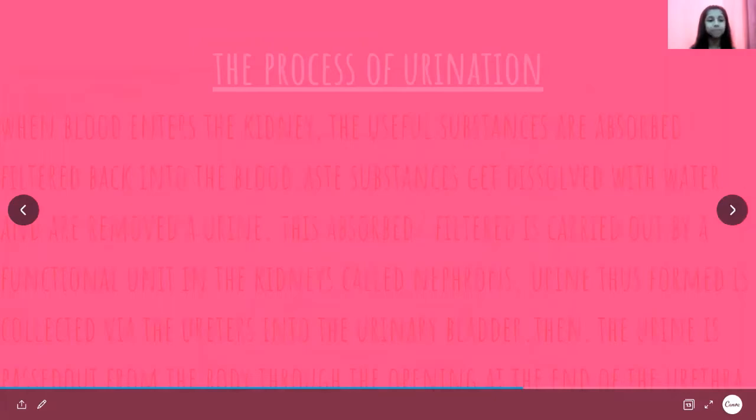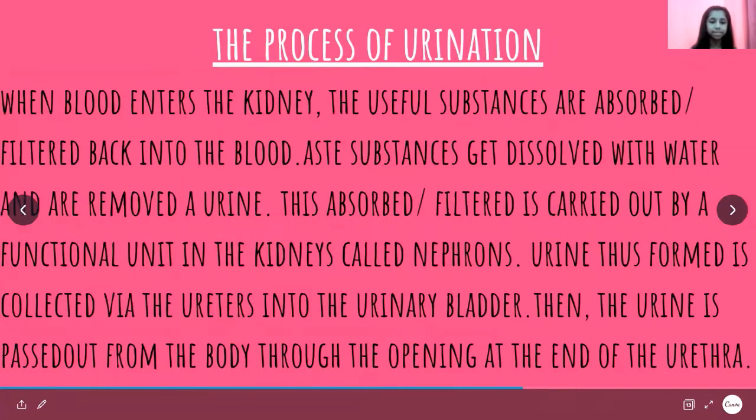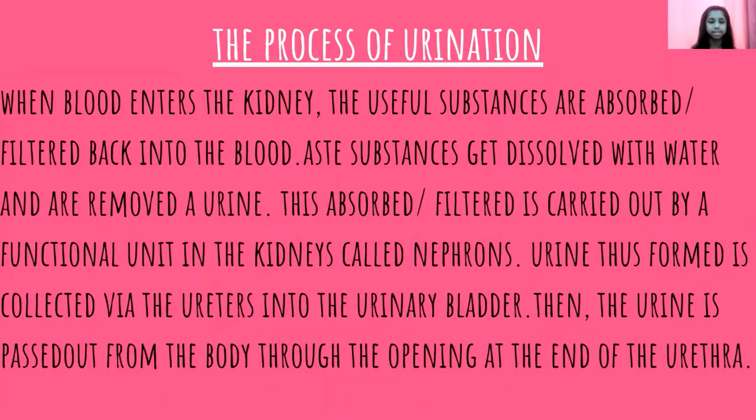The process of urination. When blood enters the kidney, the useful substances are absorbed and filtered back into the blood. Waste substances get dissolved with water and are removed as urine. This absorbed and filtered solution is carried out by the functional units in the kidney called nephrons. Urine thus formed is collected via the ureter into the urinary bladder. Then the urine is passed out from the body through an opening at the end of the urethra.